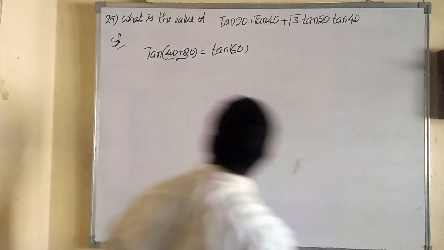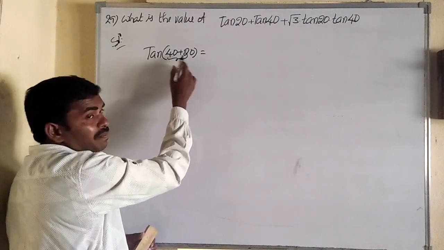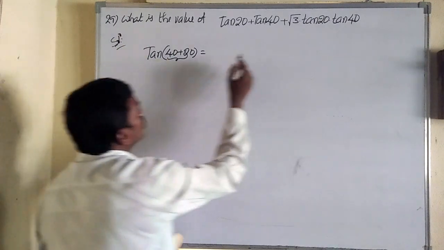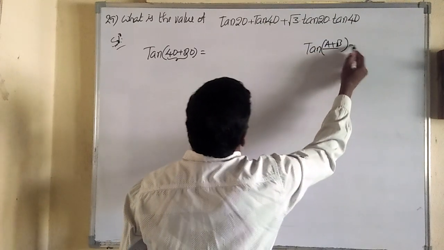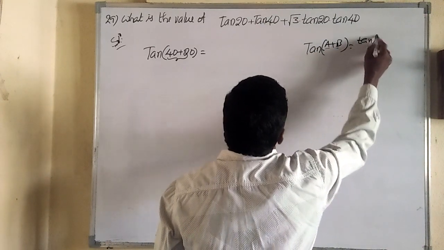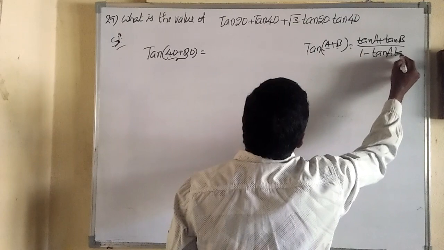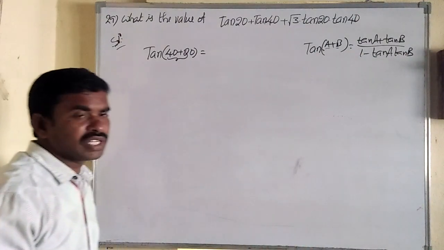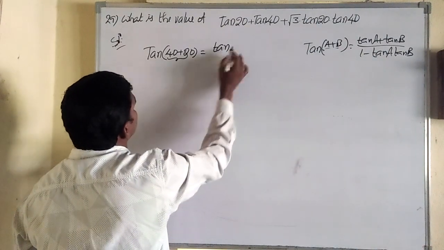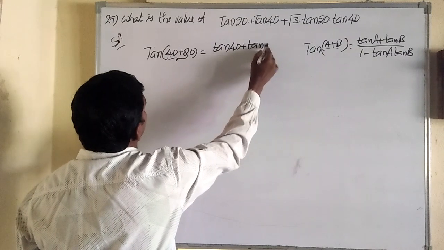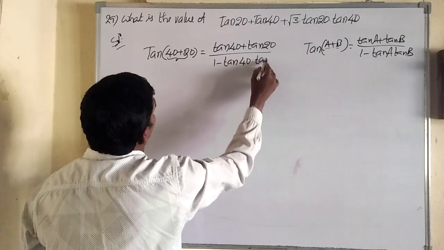Otherwise, tan 40 plus 20 is in the form of tan of a plus b. So what is the tan of a plus b formula? Yes, very good. Tan a plus tan b by 1 minus tan a into tan b. Listen to this one; based on this we have two more questions. So we can write tan a means tan 40 plus tan b means tan 20 by 1 minus tan a tan b means 1 minus tan 40 into tan 20.